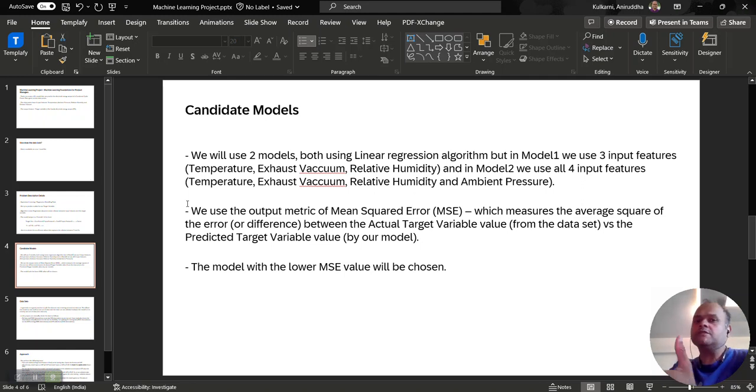Of course, we want some way to compare the two models, and one of the most common output metrics for any linear regression based algorithm is the mean squared error, which is a measure of the average of the square of the error, or difference, between the actual target variable value from the data set versus the predicted value by our model. We use the MSE value for each of our models, and then the model with the lowest MSE value will be chosen, of course, because that's giving us the least error.